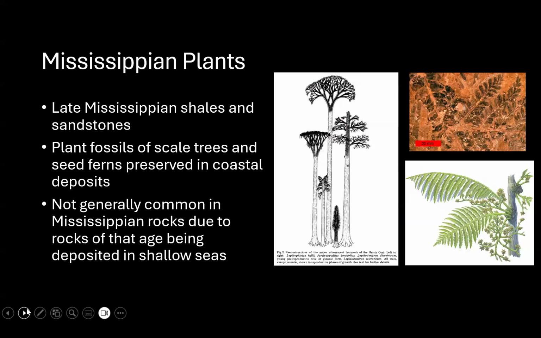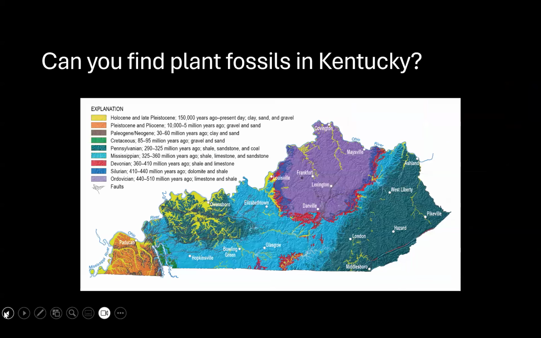Now, if we go into the next area, this is the Mississippian plants, and so late Mississippian shales and sandstones. If we go back to our map, again, I'm referencing this a lot, that's the light blue coloration, that 325 to 360 million years ago time frame. You can see the Mississippian really does cover a good chunk of the state, the central portion, and then even out to our west and south a little bit into Hopkinsville. This is going to cover some of the plant fossils that you might see there.